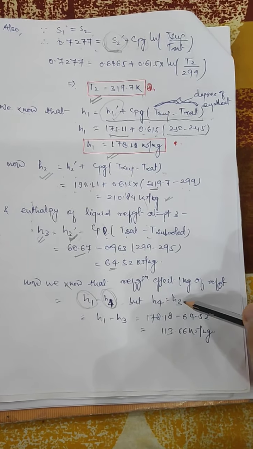The compression process was represented by point 2 and point 1. Point 2 was the exit of the compressor, while point 1 was the entry to the compressor. So work done by the compressor can be given as m dot into H2 minus H1, that is the difference of the enthalpies. 22.17 kg per minute is the refrigerant mass flow rate multiplied by 210.84 minus 178.18. You can read it from the refrigeration table.